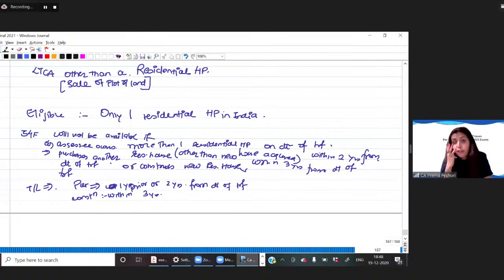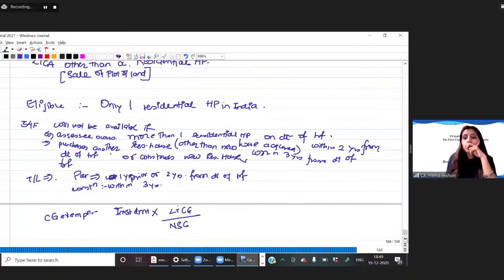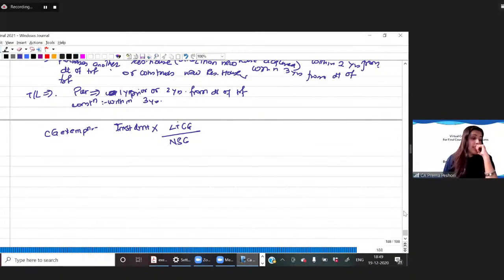Here it is a little bit different how the capital gain exemption will be computed. So it will be investment amount into long-term capital gain divided by net sale consideration. Unlike before, where we had lower of capital gain or investment amount, here you will have investment amount into long-term capital gain divided by net sale consideration. Is it clear? Then what is the lock-in period?